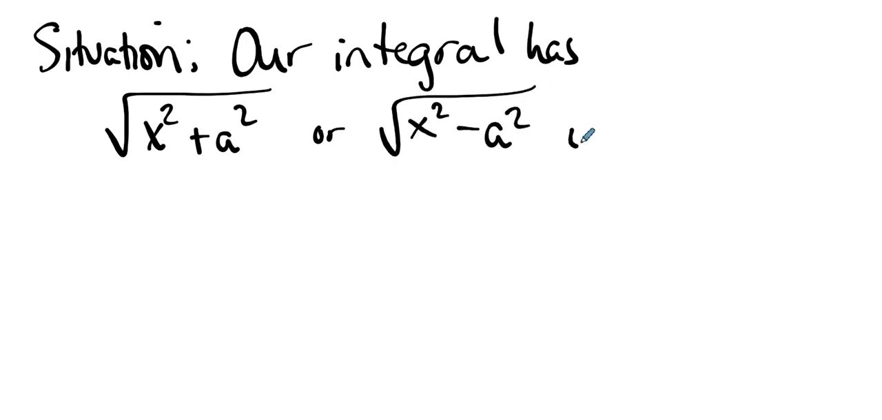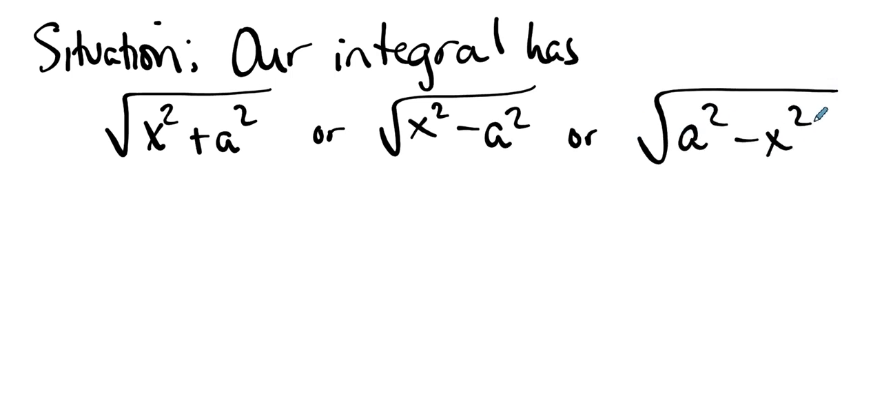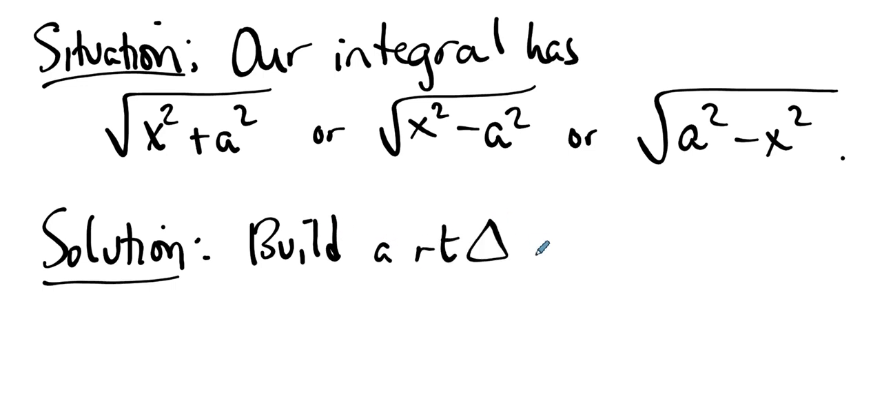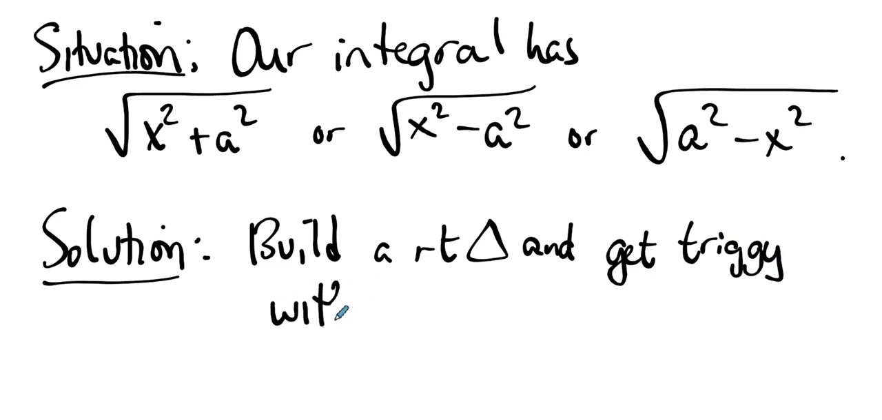Let's pretend that our integral has x squared plus a number in it, or maybe x squared minus a number in it, or maybe a number minus x squared in it. And the solution, the technique, is going to be that we're going to build a right triangle and get triggy with it. Please allow me to demonstrate.